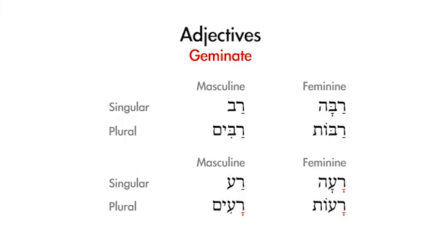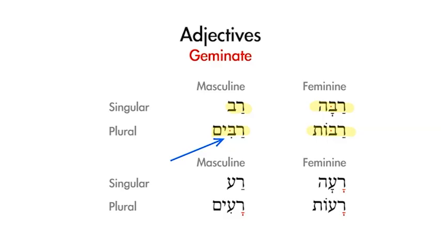So let's look at our first example, rav. This is originally a geminate noun that was resh, bet, bet, where the second and third root consonants were the same. You can see in the masculine plural form you have rabim. In that particular form, there now appears a dagesh forte in the bet. That is the original geminate consonant reappearing in the inflected form. The same will apply to the feminine singular, rabbah, and the feminine plural, rabboth. With these adjectives, the geminate consonant reappears in those forms that are inflected: the masculine plural, and both feminine forms, singular and plural.